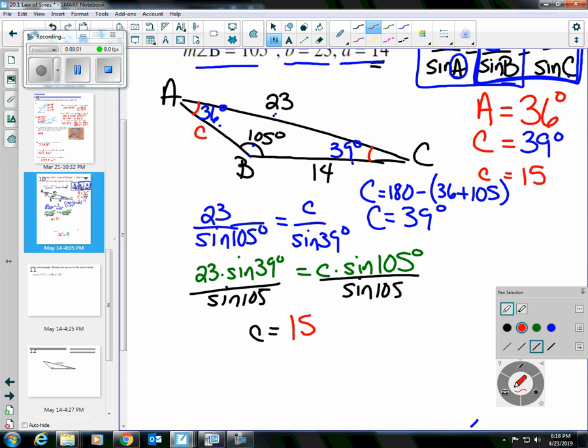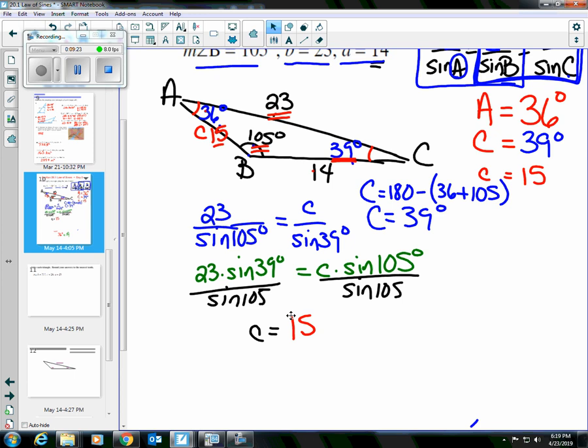So if we have that as 15, I'm going to go ahead and fill that into the picture. Let's talk reasonableness. Our biggest side is across from the biggest angle. Makes sense. The next largest side should be what's across from the 39. That's the next biggest angle. That's the 15. 36 is across from the side that's 14. So the smallest angle, smallest side. So it makes sense. It's reasonable.